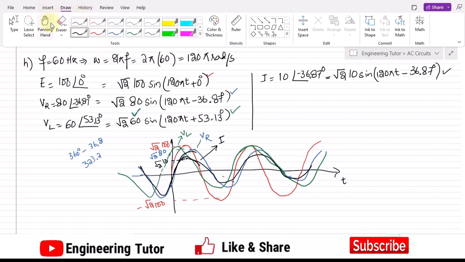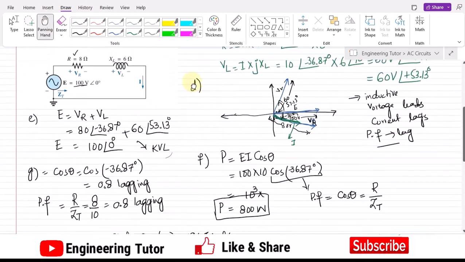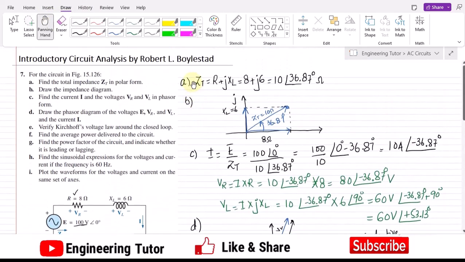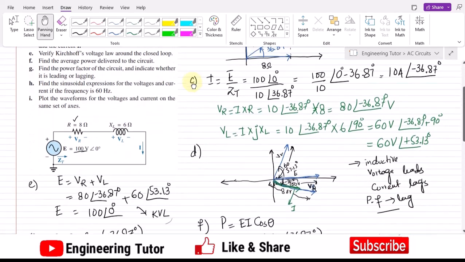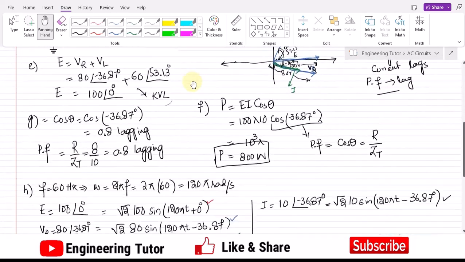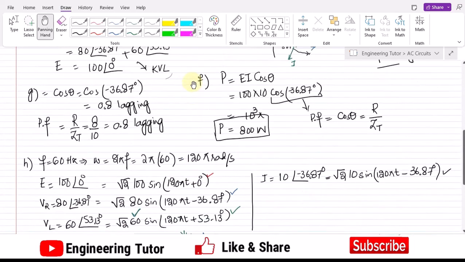Okay, so that's it for today, in which we have seen the analysis of a simple series RL circuit, and phasor diagrams, power factors, and many other concepts have been cleared here.